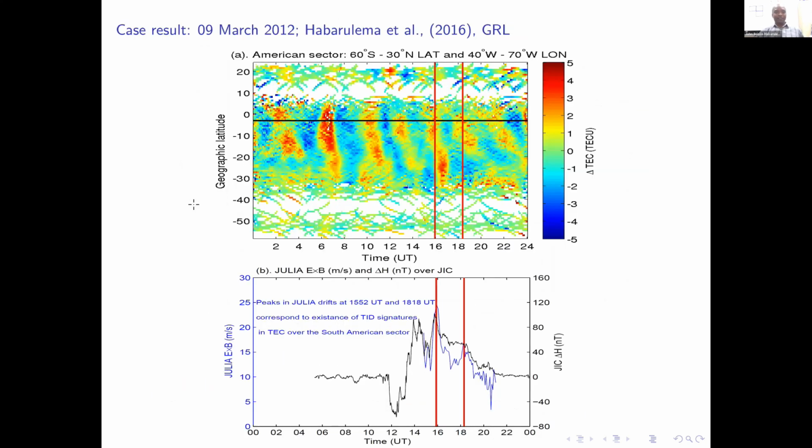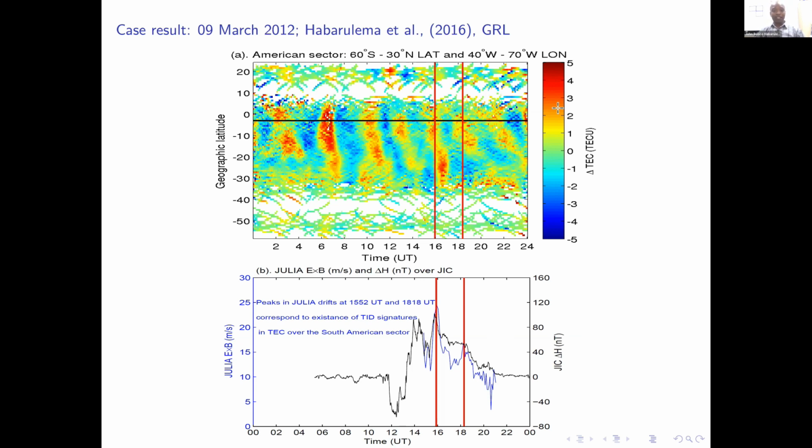Okay, so let's look at the test case. I'm showing the case of changes in the delta TEC as a function of time and latitude over the American sector. We've looked at 60 degrees south to 30 degrees north latitude, and the longitude sector is covering 40 degrees west to 70 degrees west. What is plotted here is delta TEC, so the changes in TEC when you take the differences between the fitted and actual TEC, and that's what the color bar shows. Where you see the more blue values, those are depletions, and where you see the more red values, those are enhancements in delta TEC.